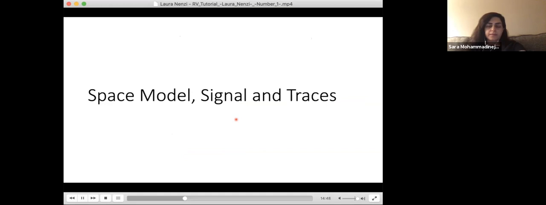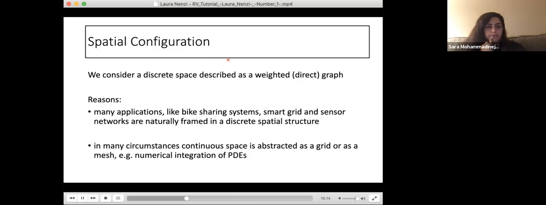So before describing the logic, we have to describe what are the input and the output of our monitoring procedure. So we are going to describe the spatial configuration and what are the trajectory and the signal. The spatial configuration that we consider is a discrete space, described as a weighted directed graph. Undirected graphs can be treated as directed graphs with a symmetric relation.